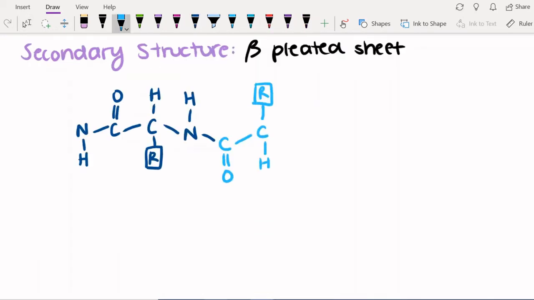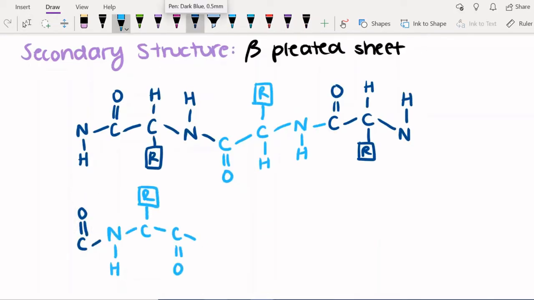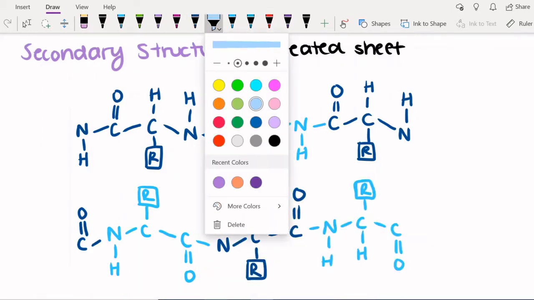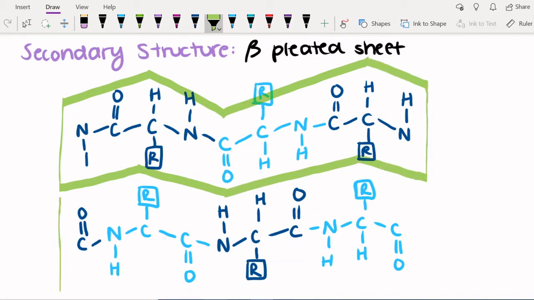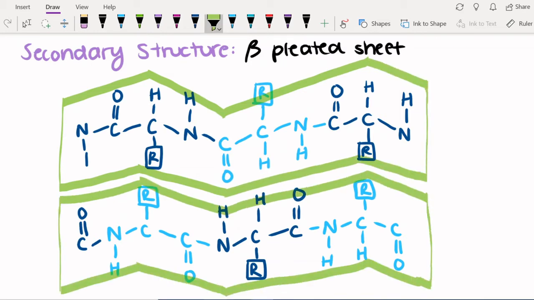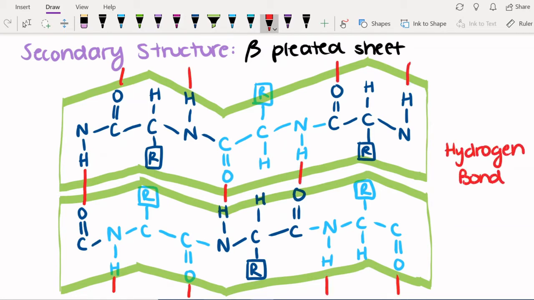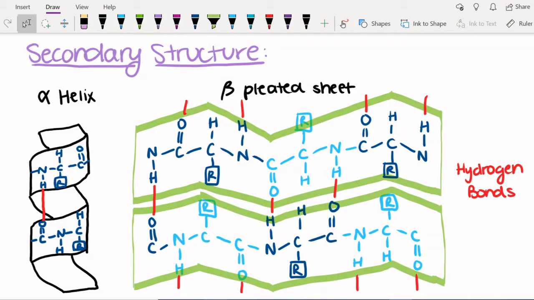Beta-pleated sheets are also formed by hydrogen bonds between the amino acid backbones. The arrangement of the amino acids and their bonds is different in beta-pleated sheets than in alpha helices, creating a different shape. Again, these hydrogen bonds involve the amino acids' carboxyl and amine groups, not the R group. Now, proteins do not necessarily need to have alpha helices and beta pleated sheets in their secondary structure, but they are very common. The hydrogen bonds make alpha helices and beta pleated sheets stable.